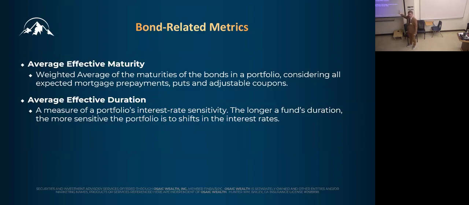So you can forget about what the calculation is, but just know that if you see a duration of 5, if interest rates drop by 5%, pretty likely that that bond or portfolio of bonds is going to rise by 5%. So it's just a relative sensitivity of the portfolio's value to interest rates. Because as interest rates change, the value of the bonds change.